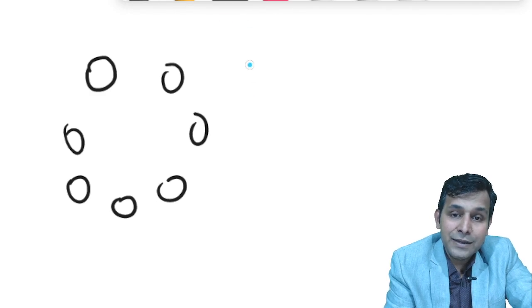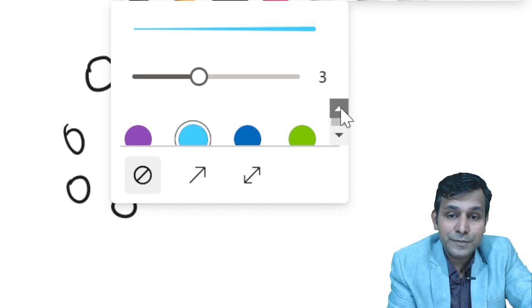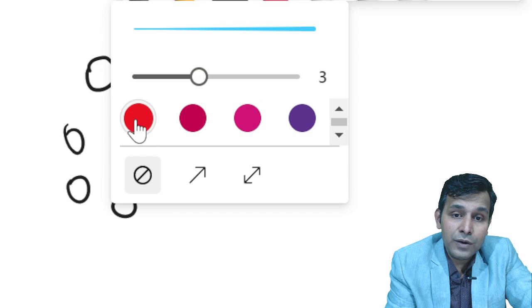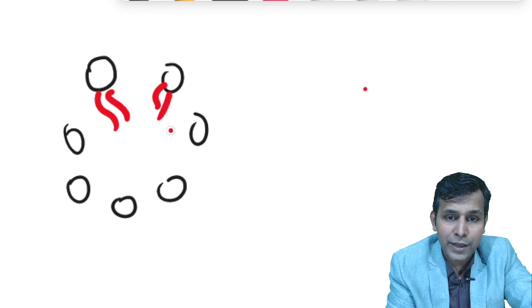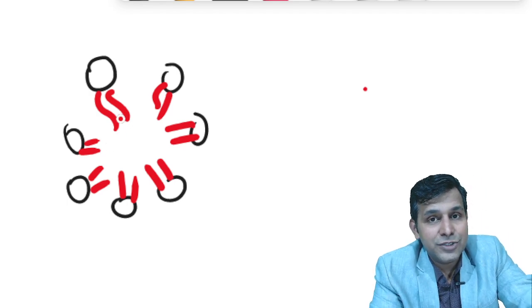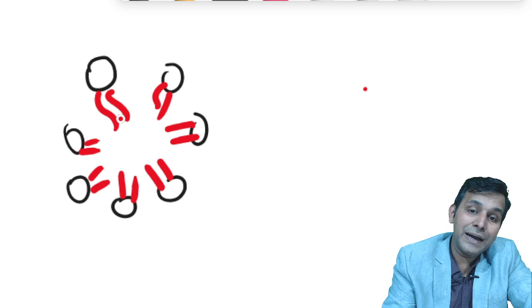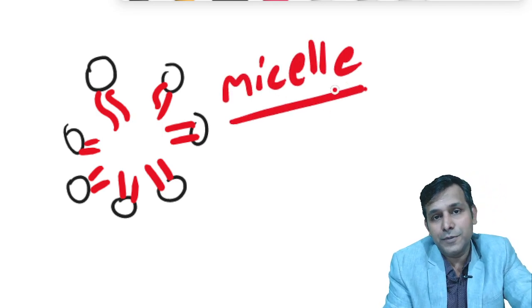A micelle is generally seen in the digestion process, the digestion of lipids. So we have a monolayer of phospholipids which is present in the digestive system, called bile. So this micelle is also another structure which is formed by the phospholipids.